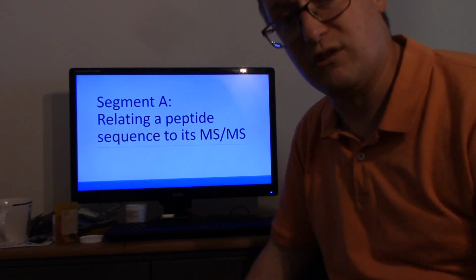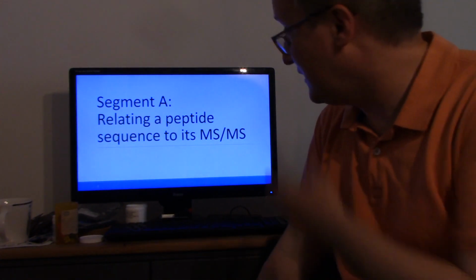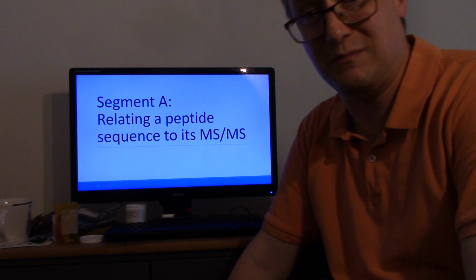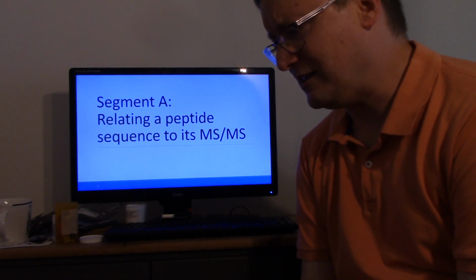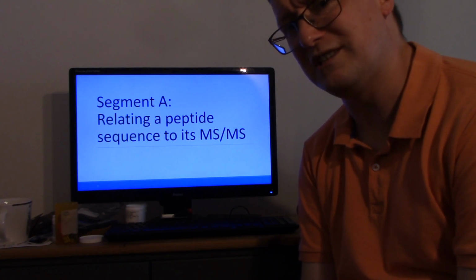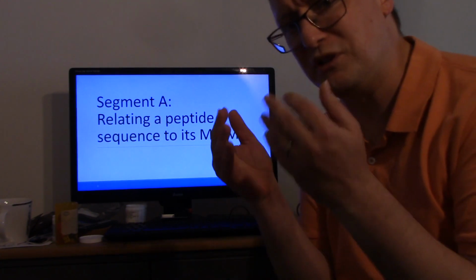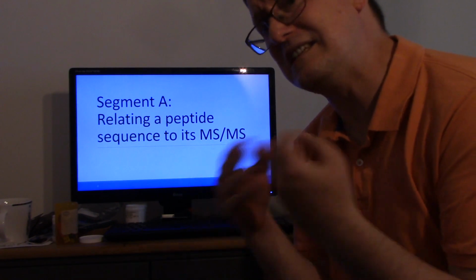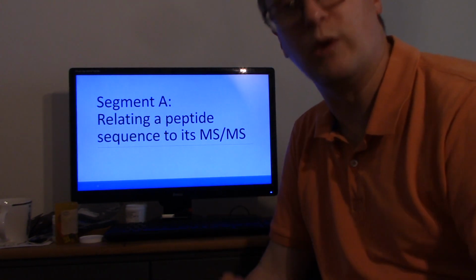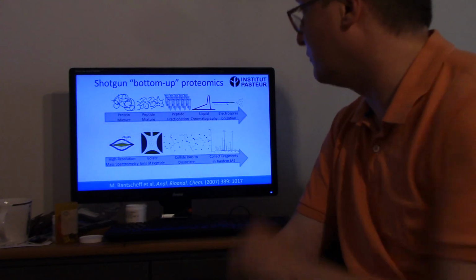So our first segment, which should span around 20 minutes, is relating a peptide sequence to its tandem mass spectrum. This is a topic that I feel is really important for everyone to understand, and yet it's something that we frequently skip by. If I have a particular peptide, why is a tandem mass spectrum informative to me in discerning what its sequence is? So let's walk through that.